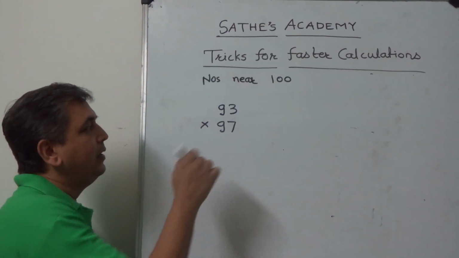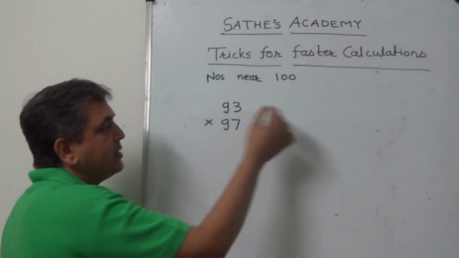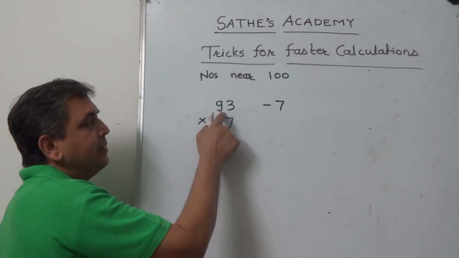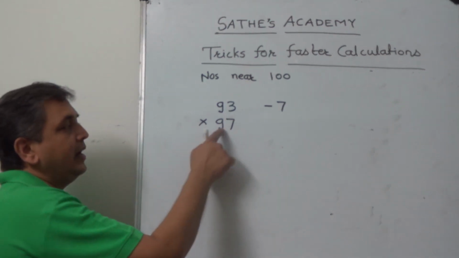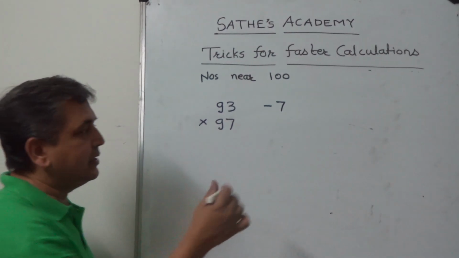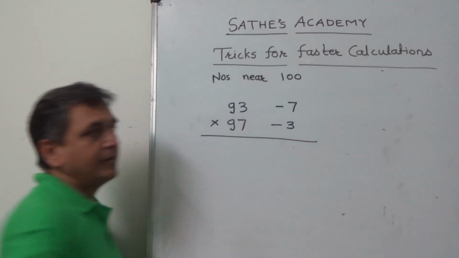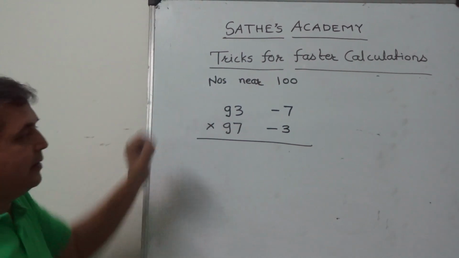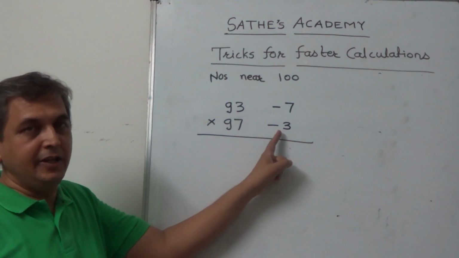What we have to do? This number and 100, what is the difference? 7. We write minus 7. This number is 7 less than 100, and this number is 3 less than 100. We write minus 3. First step is clear. These two numbers are near 100. This number is less 7 and this number is less 3.